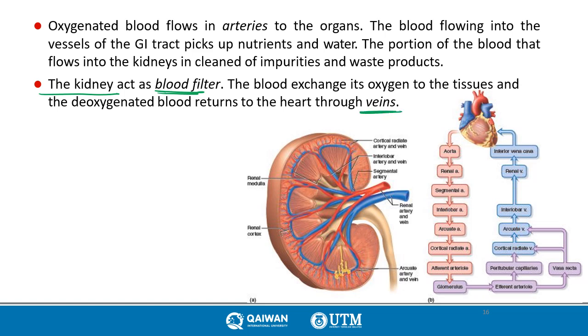the deoxygenated blood returns to the heart through the veins. The veins are divided into the two major veins we have in the human body, the superior vena cava and the inferior vena cava. So the blood will exit the heart via the aorta, then renal artery, segmental artery, interlobar artery, etc. Then it goes back to the heart via the inferior vena cava. The inferior vena cava is responsible for collecting the blood from the chest, upper limb, lower limbs, and abdomen, while the superior vena cava collects from the head and neck.